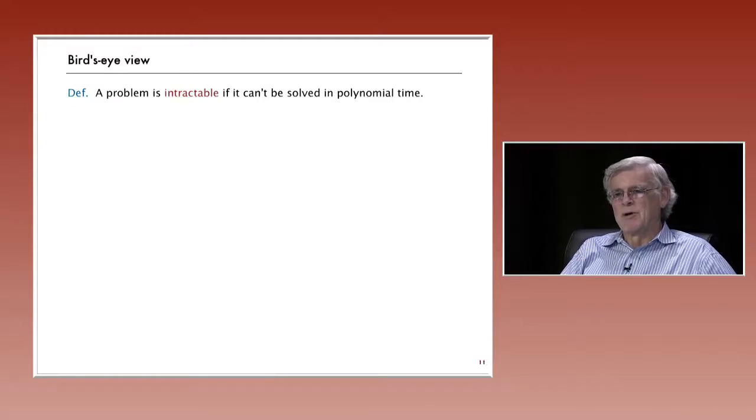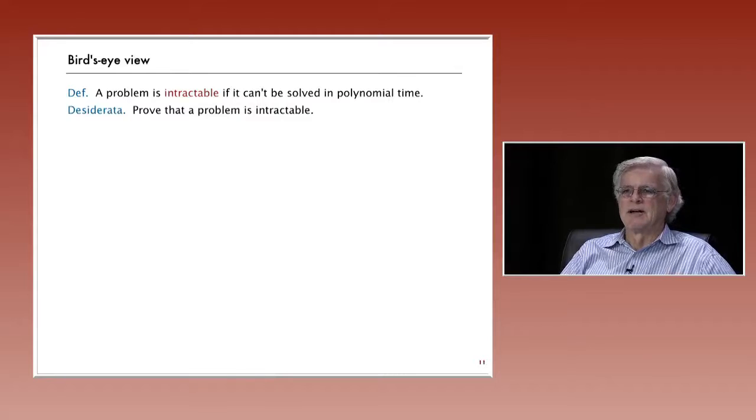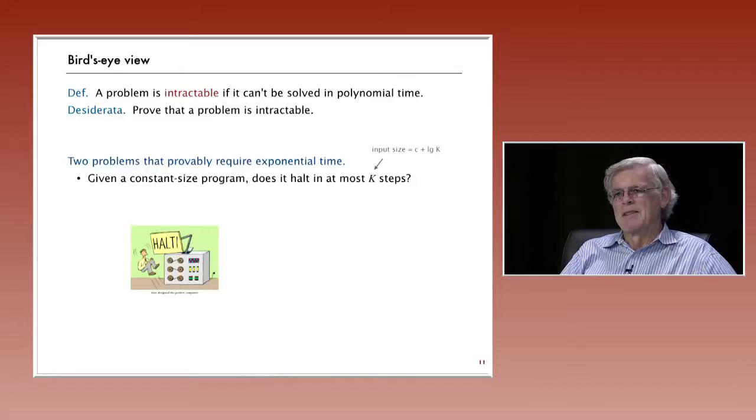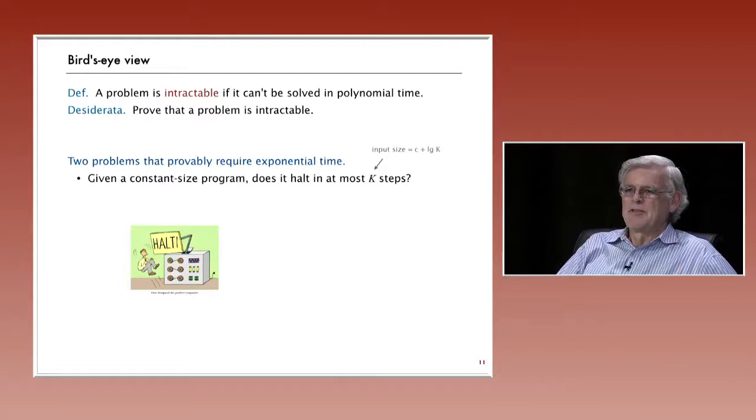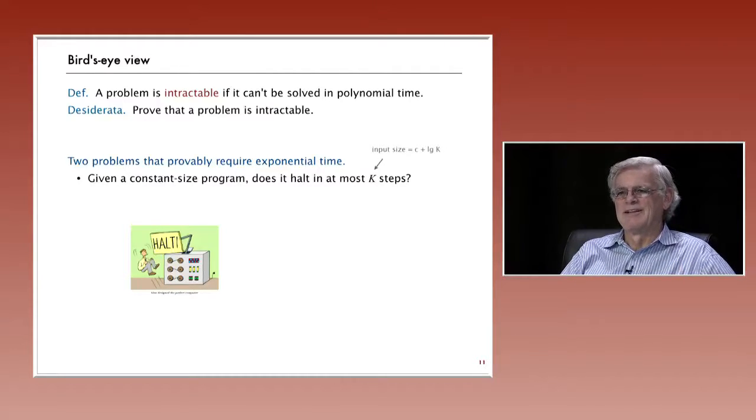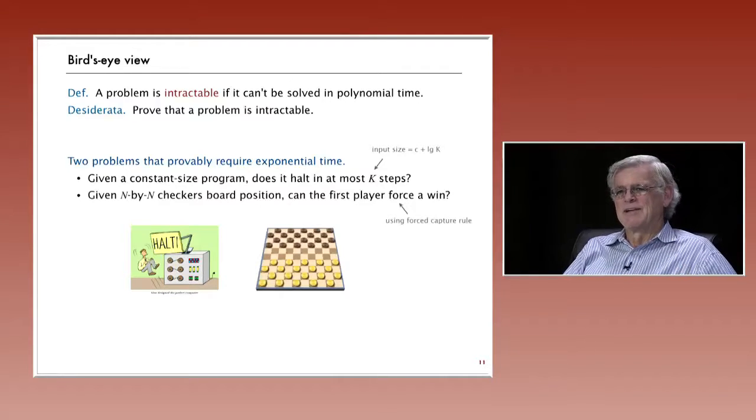So what we're going to say is a problem is intractable if you can't guarantee that you can solve it in polynomial time. So what we want to do is prove that the problem's intractable. There have been a couple of problems that have been proven to require exponential times, but they're a bit artificial. So here's one. Given a constant size program, does it halt in at most k steps? Or here's another one. Given an n by n checkers board, can the first player force a win if you have the force capture rule?